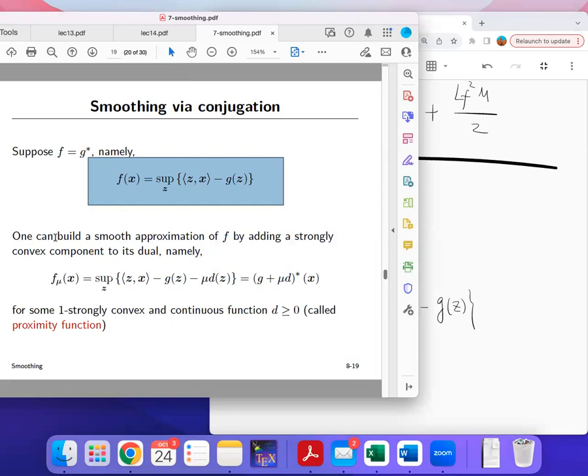So one can build a smooth approximation of f by adding a strongly convex component to its dual. Basically, if f(x) is defined in this way, if f(x) is the conjugate of a certain function g, then we can immediately build a smooth approximation f_mu(x) simply by adding an extra term in this optimization problem. And as long as this d(z), the extra function that we added to this problem, is strongly convex, then we can show that it satisfies some smoothness properties.